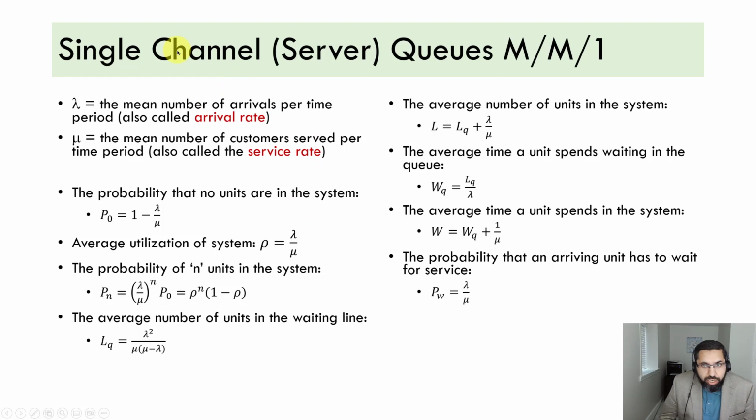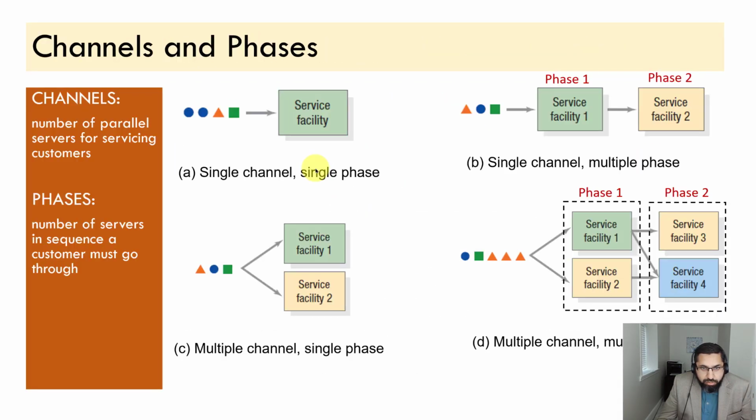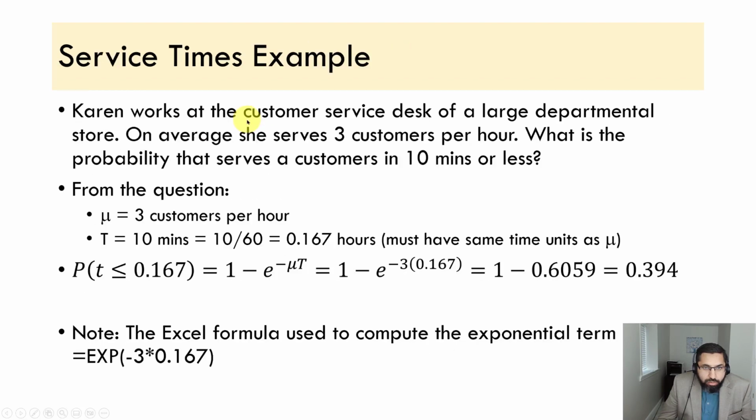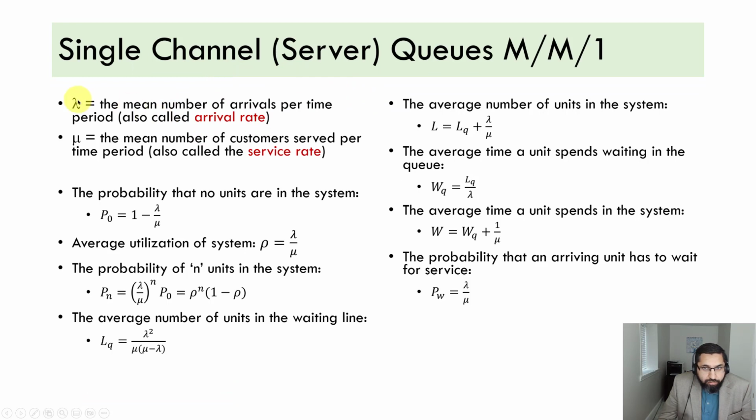So let's look at a single channel server system, MM1. This system, we already saw a picture of that. So let me show you this here, picture A, where you have a single server and there's a queue in front of it. That is an MM1 system. So for an MM1 system, if we know two parameters, lambda, which is the average arrivals per time period, and mu, the average number of customers served per time period, we can compute various characteristics of the system, which are listed on this slide. We have like 1, 2, 3, 4, 5, 6, 7, 8 formulas.